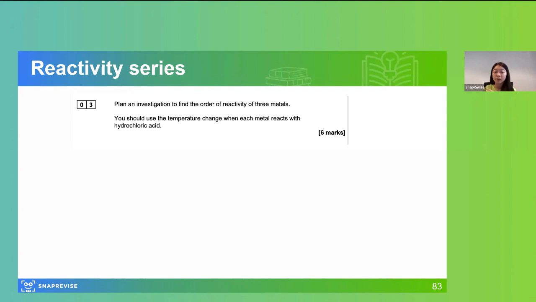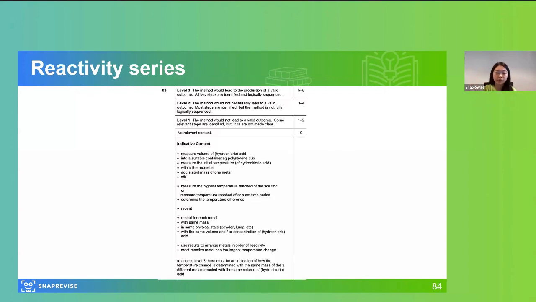Final section of it, results. How would you be able to deduce these results? You do this with the 3 metals, you repeat it, then you figure out which one is higher in the reactivity series by figuring out which one has the higher temperature change. If it changes the most, then that's going to be the most reactive. So that's just how you would break down this question.